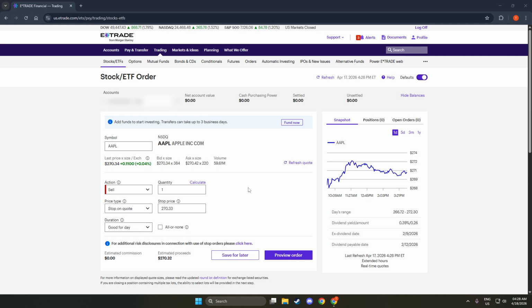If the share price reaches your stop, the order will trigger an attempt to sell your shares at the next available market price. Remember, a stop loss is a tool to help manage risk. It doesn't guarantee a specific exit price, but it does automate your plan and remove emotion from the decision.